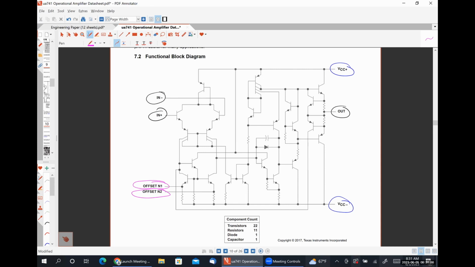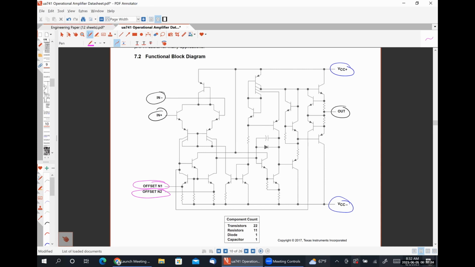The offset null pins are used to get rid of this offset at the output voltage and fix it to be at true zero or as close to zero as you can possibly get it. For the intents and purposes of this class, we are going to assume that our op amp circuits are perfect, effectively meaning that there is going to be no offset output voltage that we need to fix, which is why we're going to ignore the offset pins in our analysis.